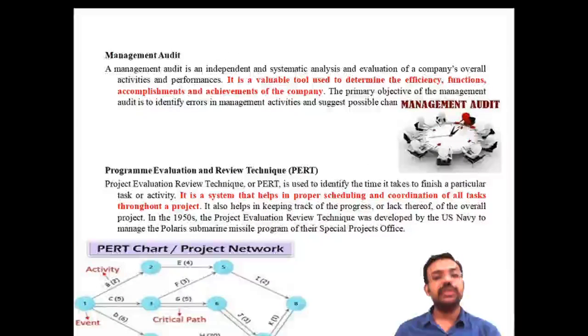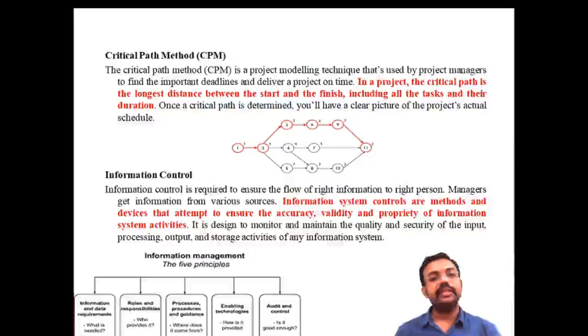And there is the management audit. What is the management audit? It's a modern device to measure the errors in your management activity. There is PERT, the program evaluation and review technique. It's used for projects, and the system helps with proper scheduling and coordination of all the tasks. There is the critical path method, another important method, to find out the project duration. It's a modeling technique used by the project manager to find the important deadlines and deliver a project on time.